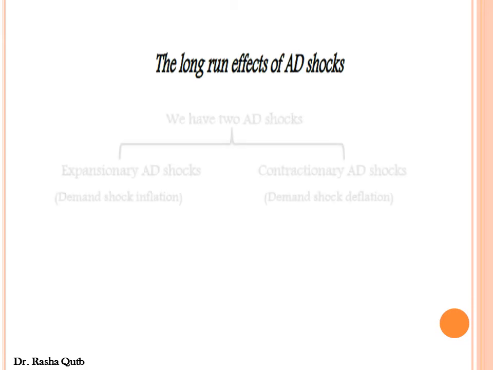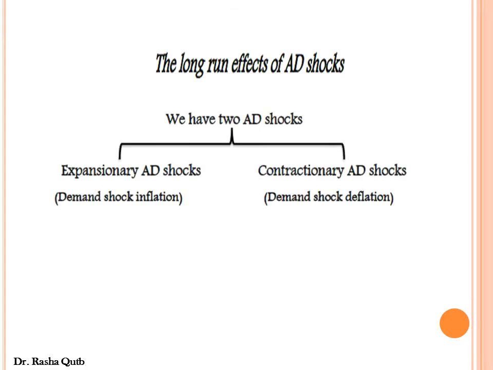First, let's start with the long run effects of aggregate demand shocks. We have two types of shocks. Either expansionary aggregate demand shocks, we can call it demand shock inflation. Second, we have contractionary aggregate demand shocks, we can call it negative aggregate demand shocks, or demand shock deflation.